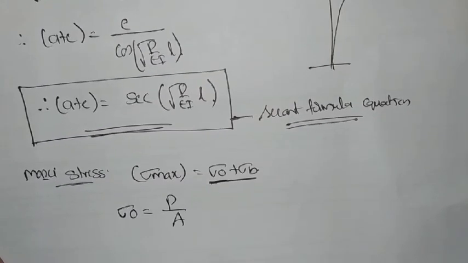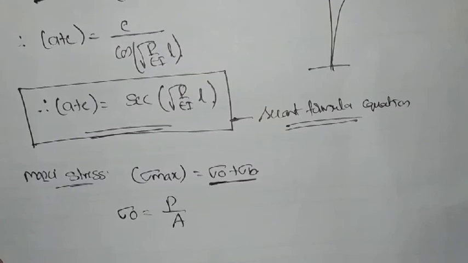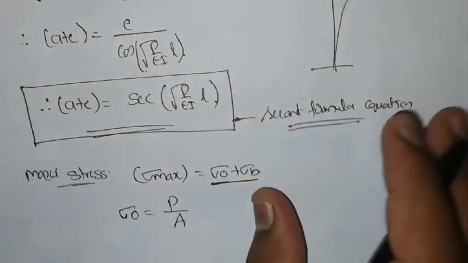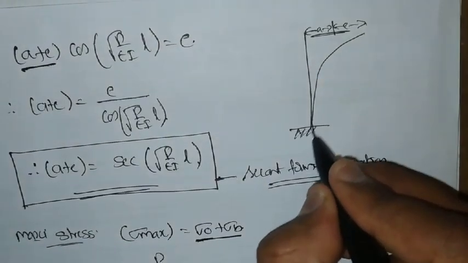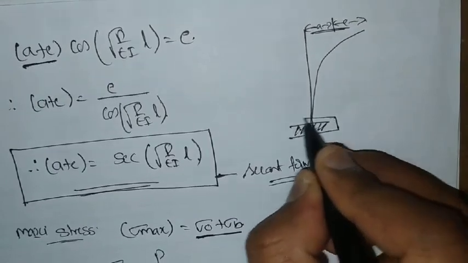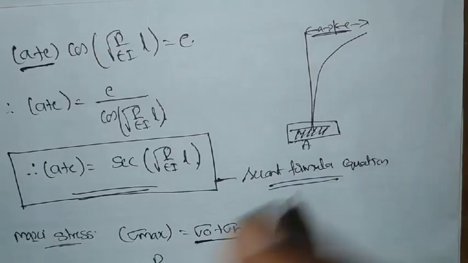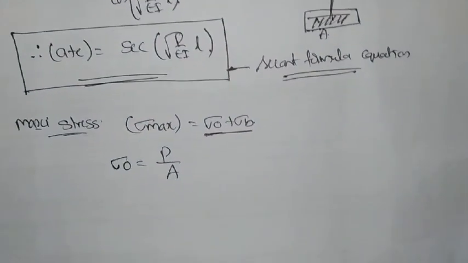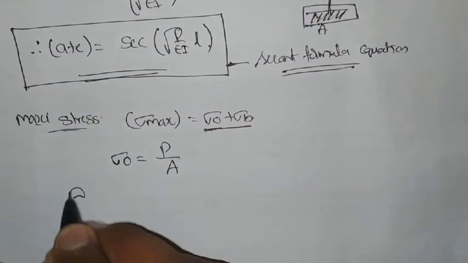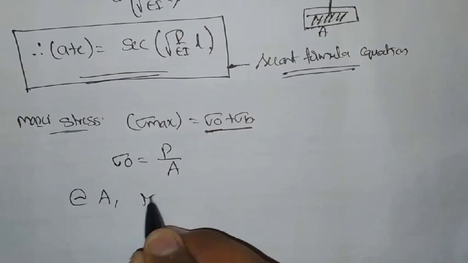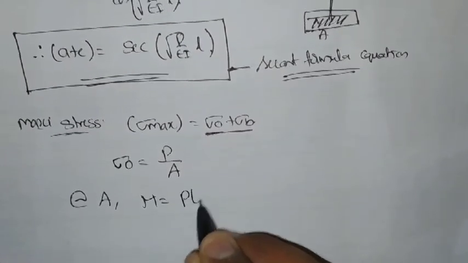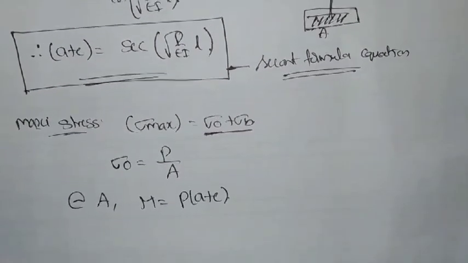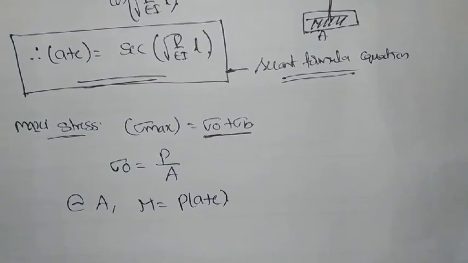Now the maximum bending stress we get at the NA itself, because at the NA we have the fixity. So now we will find out the maximum stress at the NA. At the NA, the maximum bending moment M is equal to P of (A plus C), additionally P of (A plus C).